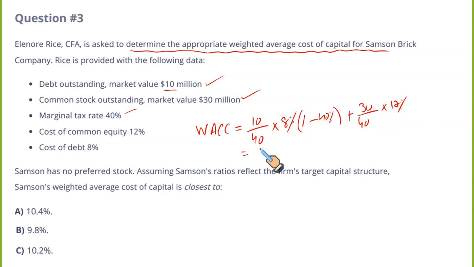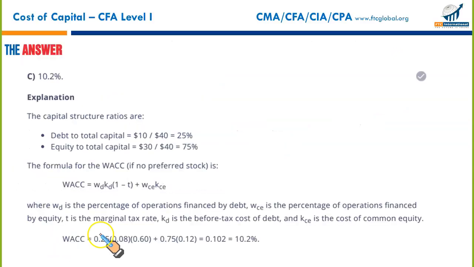So 10/40 is basically 25%. 0.25 times 8 times 0.6 plus 0.75 times 12 gives me a final answer of 10.2. And 10.2 it is, C.